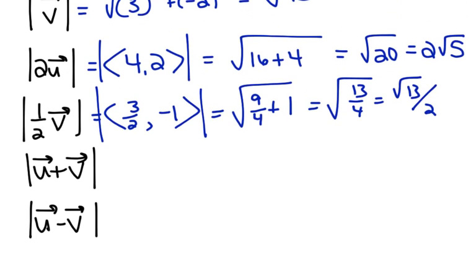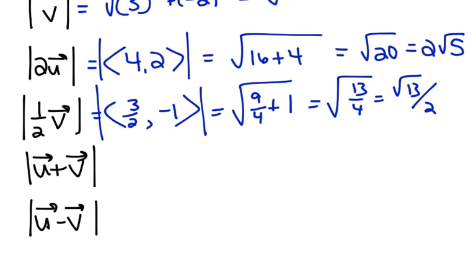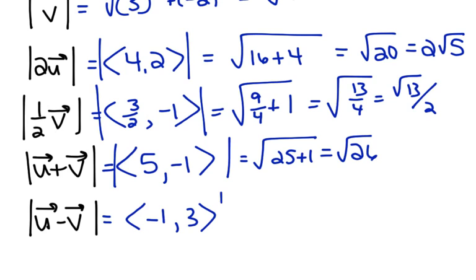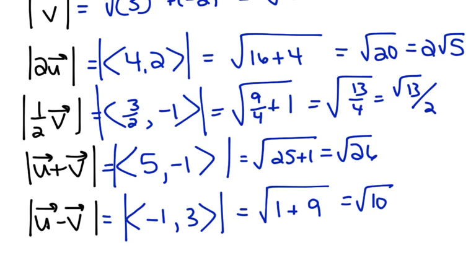The magnitude of u plus v, first I have to add u and v. When I add u and v together, I'm going to get <5, -1>. Then its magnitude is going to be the square root of 25 plus 1, which is the square root of 26. u minus v is going to be <-1, 3>. Now I'll find its magnitude. It's going to be the square root of 1 plus 9, which is the square root of 10.